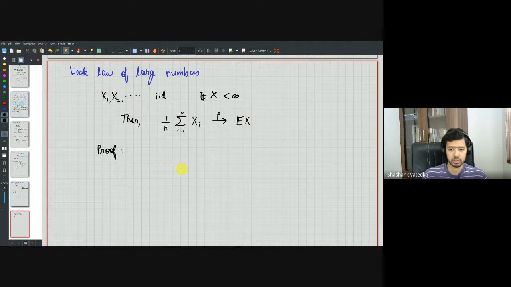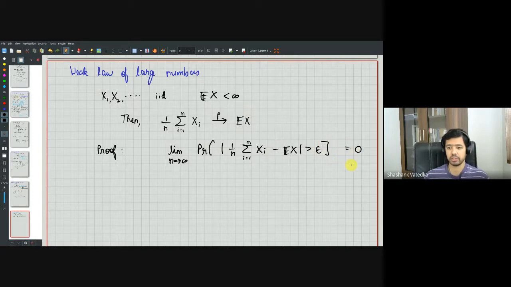So more formally, it says that the limit as n tends to infinity of the probability that 1 over n summation i going from 1 through n of xi minus expectation of x, in absolute value, is greater than epsilon, is equal to 0.